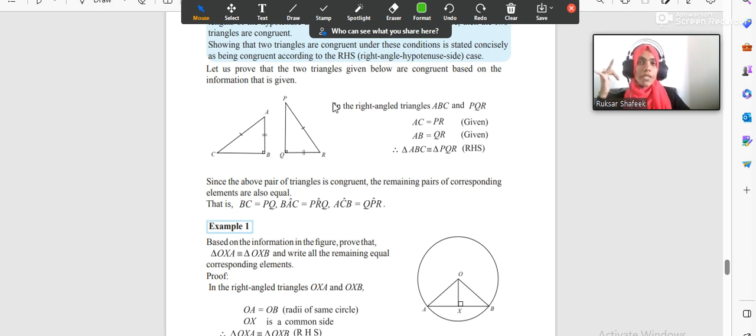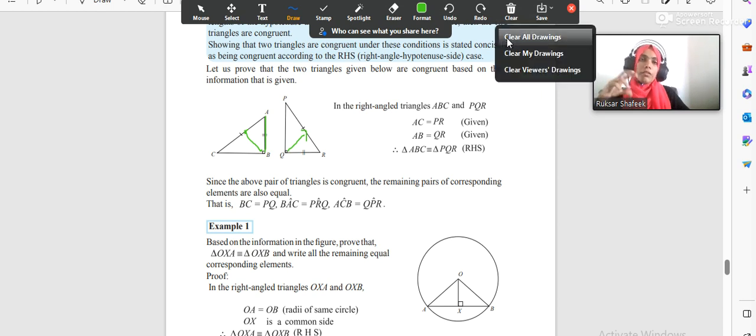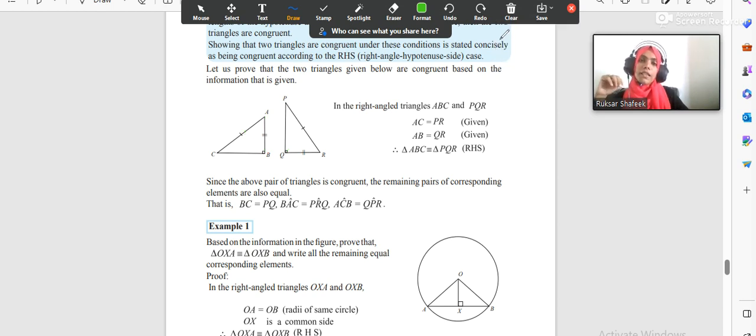The hypotenuse means the side that is opposite to the 90 degrees. So, to this 90 degrees it is PR, and to this 90 degrees it is AC. That has to be equal, and any other side can be either AB, so here AB and QR are equal. Any other side should be equal. If these three conditions are met, then we can say that they are congruent under RHS, or right angled hypotenuse side.